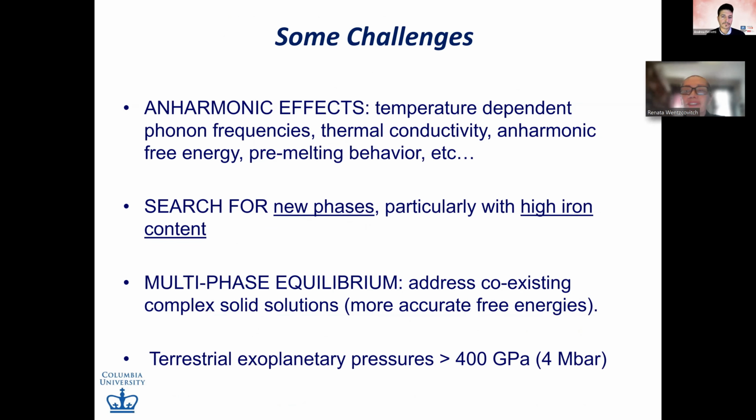Multi-phase equilibrium, because every time you have a rock, the chemical potential of all species has to be the same in all phases. If you have a different kind of iron, the chemical potential is going to change, and the composition of these coexisting mineral phases changes as well. And going to much higher pressures to understand terrestrial exoplanets.